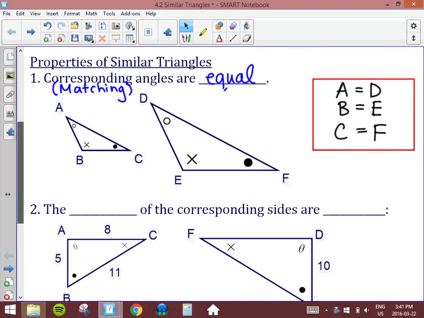The second property that I have is that if I were to compare matching side lengths, I would find that I'm always multiplying by the same number to get from one triangle to the other. So perhaps I'm doubling in size, or I'm cutting the sides in half. So when I'm thinking about that multiplier, it's called a ratio. So the ratio of the corresponding sides are equal.